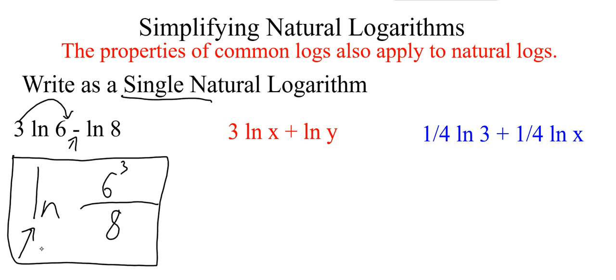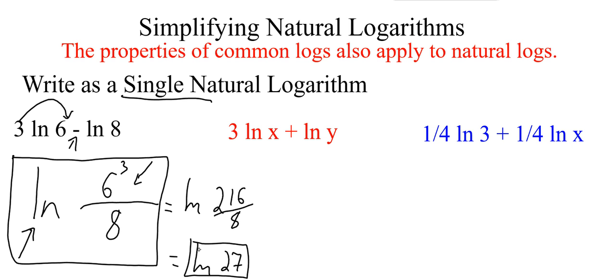Well, this is actually not completely done because we should simplify this left side. So 6 cubed is 216. So I get ln of 216 over 8. And that simplifies to ln of 27. That's my final answer.